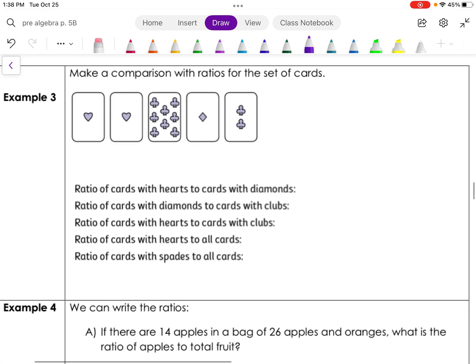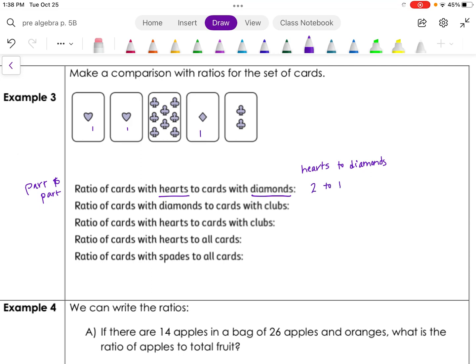We want to make a comparison with ratios for the set of cards. So the ratio of cards with hearts to the cards with diamonds. So hearts to diamonds. So this is a part to part, right? Because what are we talking about? We're talking about the different cards. So if it was all cards, that would be our part to whole. But this is just the hearts to the diamonds. And if I'm looking at these cards, I see that I've got 2 with hearts and 1 with diamonds.